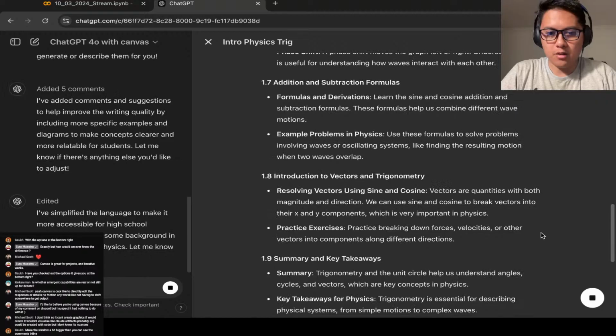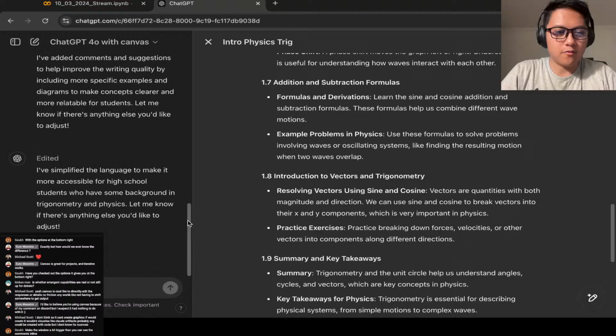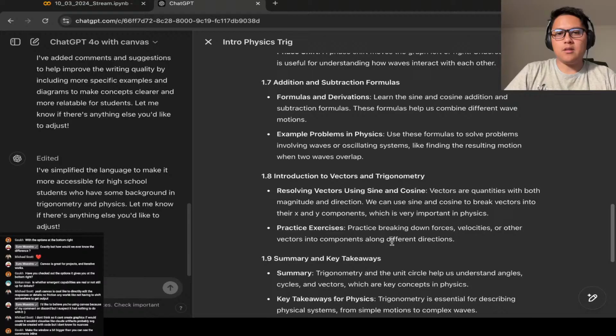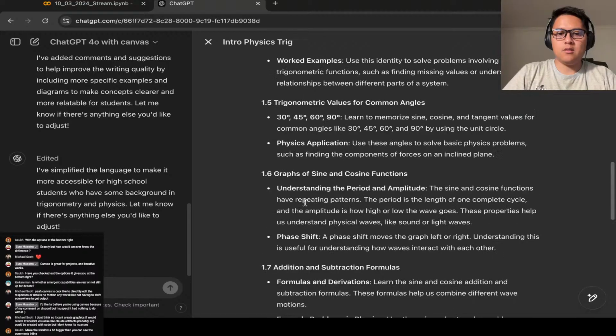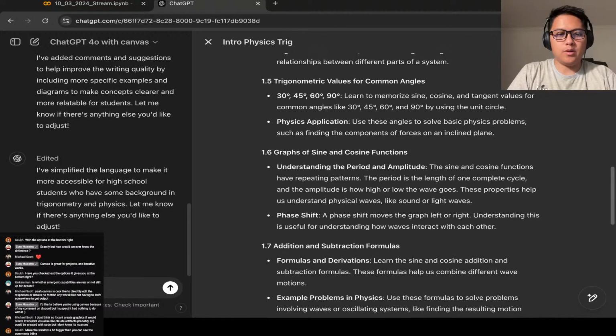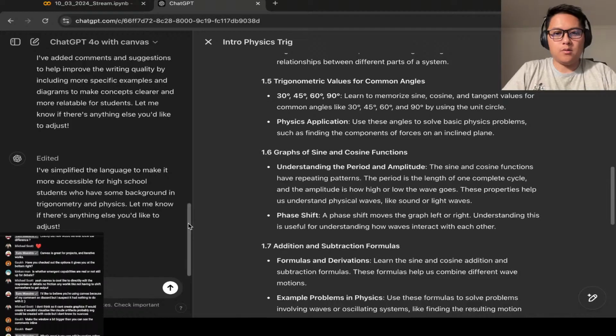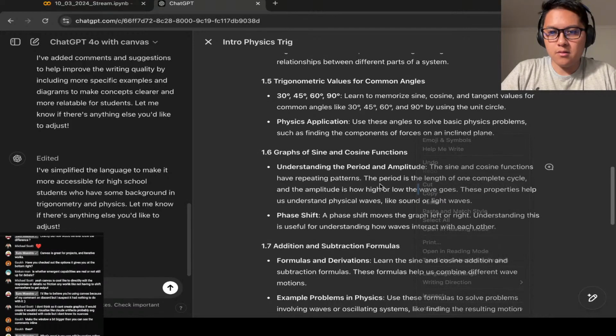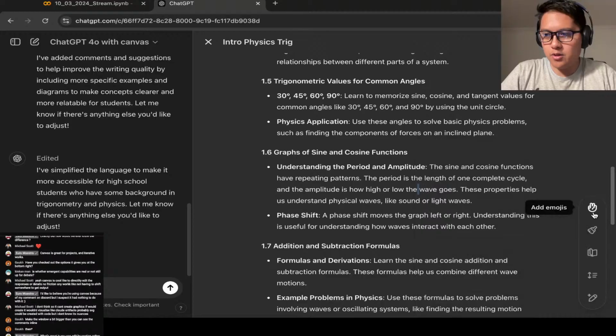I've simplified the language to make it more accessible for high school students who have some background in trig and physics. Let me know if there's anything else you'd like to address. Let me see here. In section 1.6. Or can I do anything here? Sorry, I'm still trying to figure this out here. Just reading level, add final polish, add emojis.